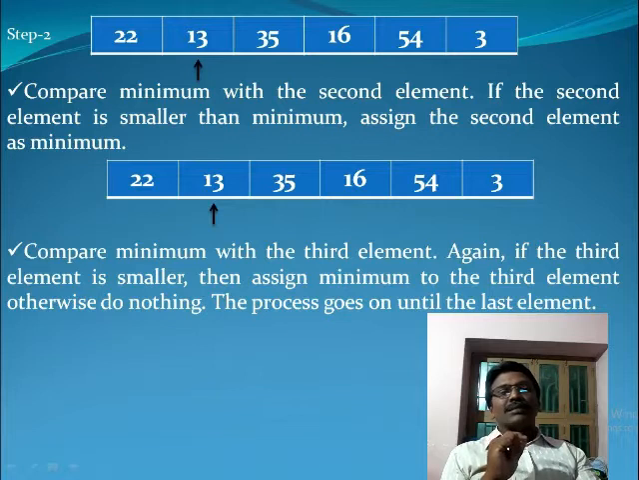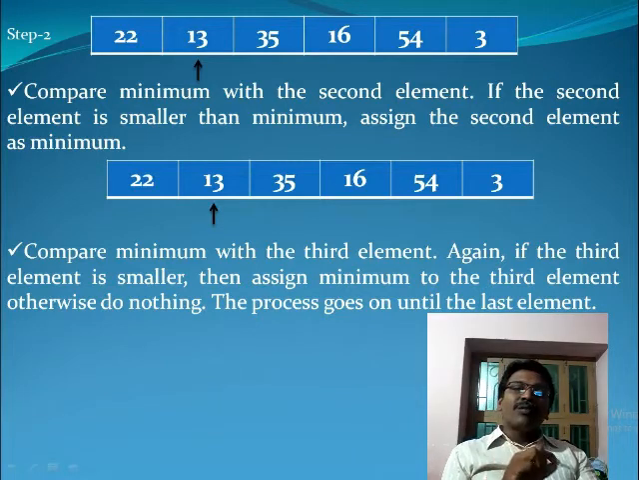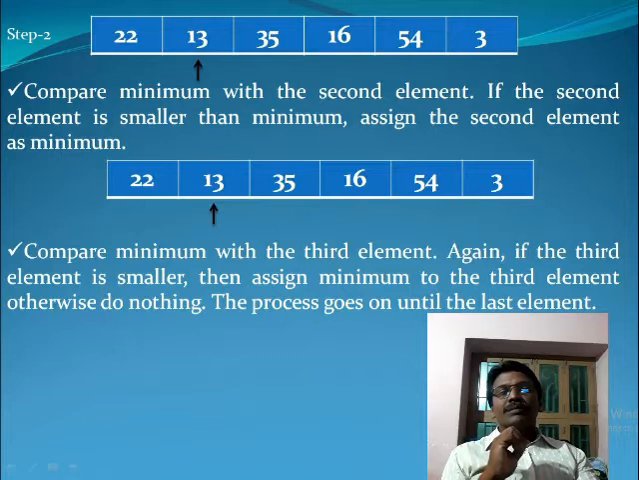Next, compare the minimum with the third element. Again, if the third element is smaller, then assign the third element as minimum. Otherwise, do nothing and do not change the minimum value. This process goes on until the end of the array. It is a continuation process up to the end of the array.